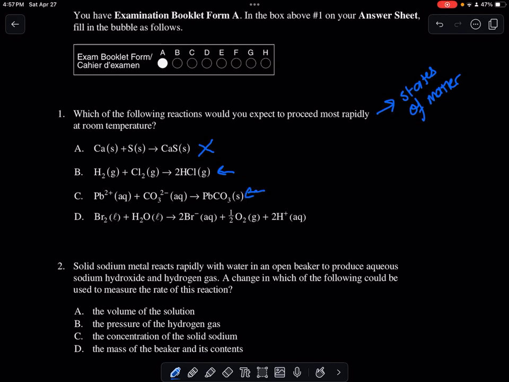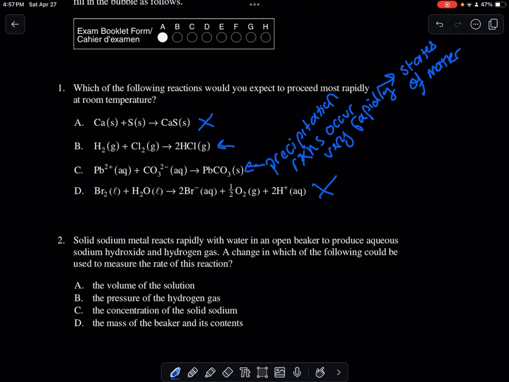This is the next one. So one thing is about reactions between aqueous species, the precipitation reactions. Precipitation reactions occur very rapidly. And then option D, what we have is pure liquids reacting. So I'm going to eliminate that. So it's going to be between B and C.